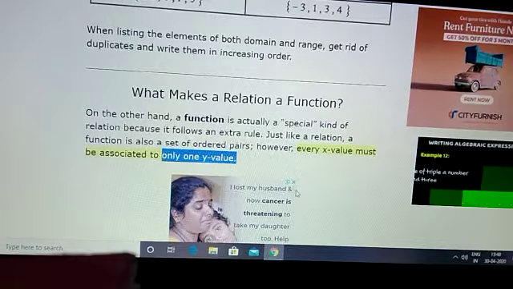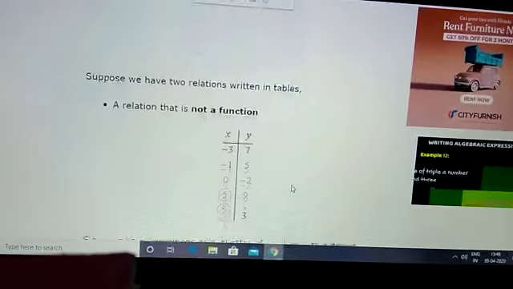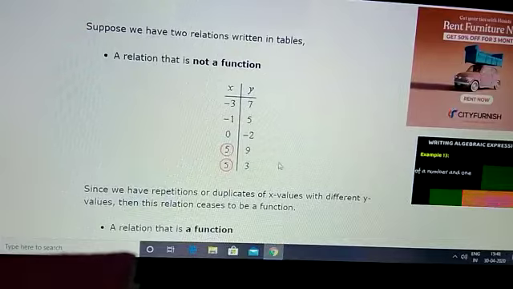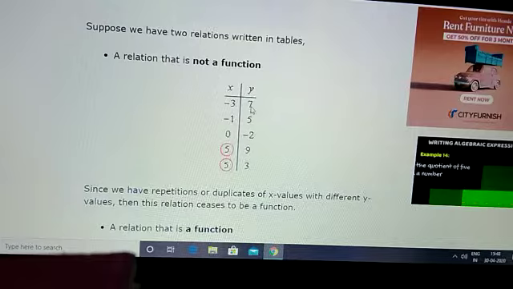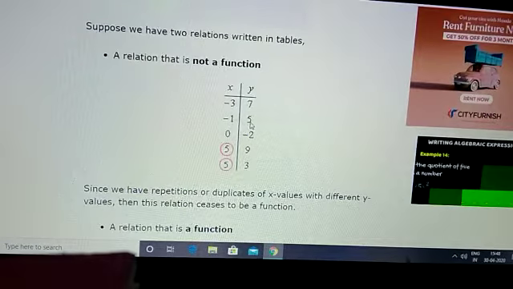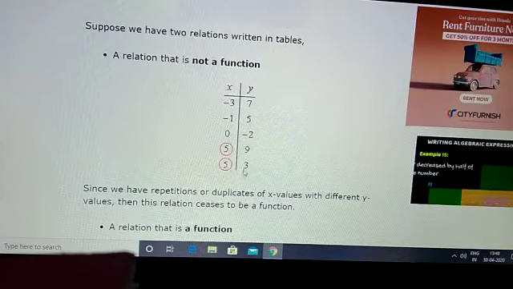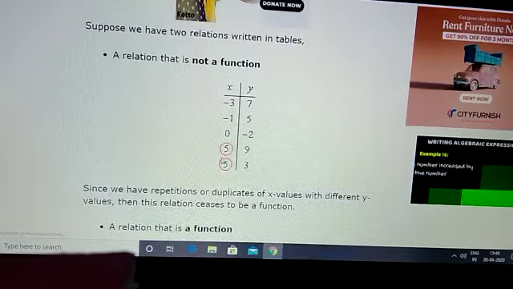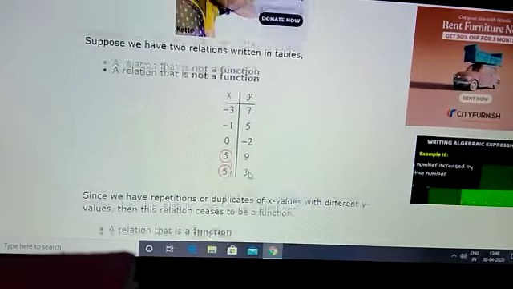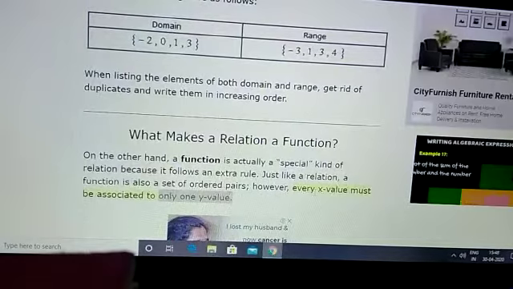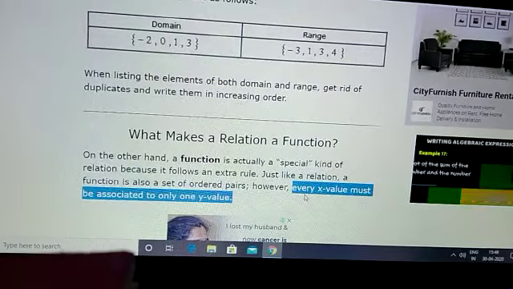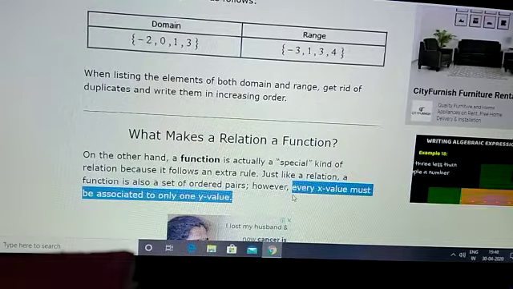Let's understand better with an example. We have given an example: -3, which is an element of x, is related to 7, -1 is related to 5, 0 is related to -2, 5 is related to 9, and 5 is related to 3, meaning the element 5 has two relations. The definition says here, every x value must be associated with only one y value.